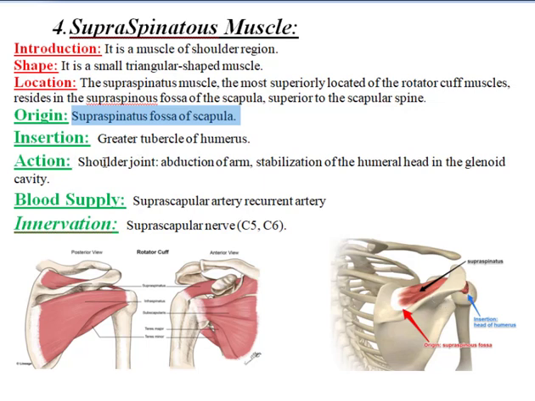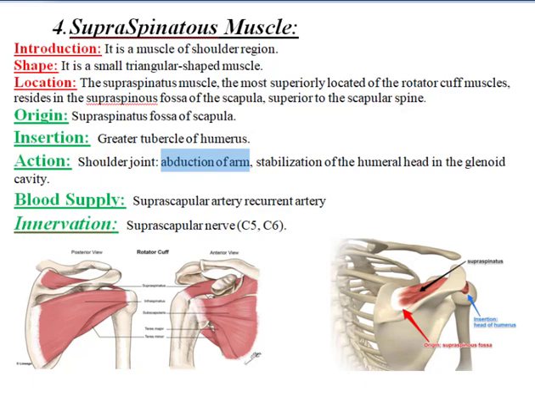What are its actions at the shoulder joint? It performs the abduction of the shoulder and stabilizes the humeral head in the glenoid cavity. So the movement which it performs is abduction. Whenever this muscle contracts, your humerus bone will go up. This upward movement goes away from the center of the body. That's why we call it abduction.